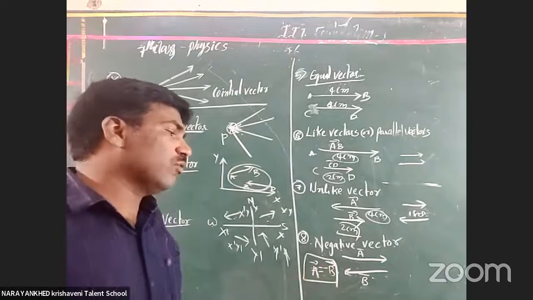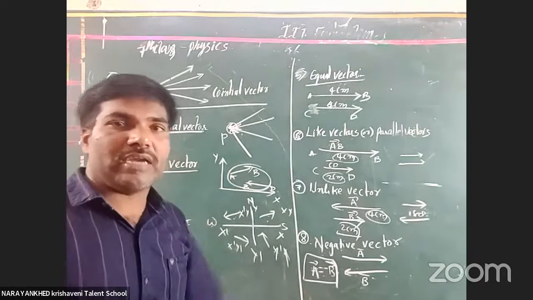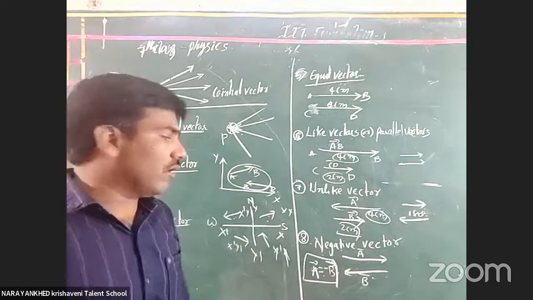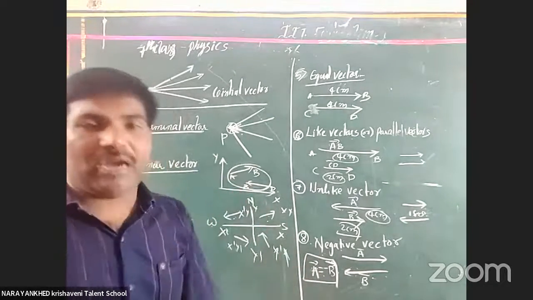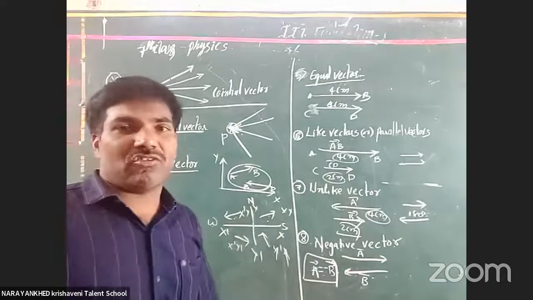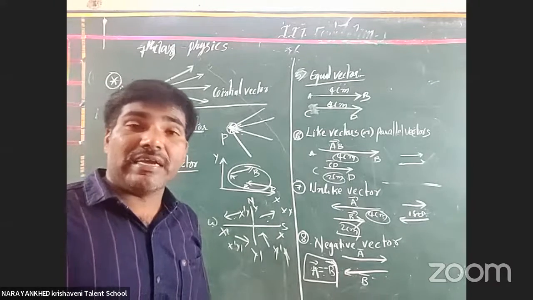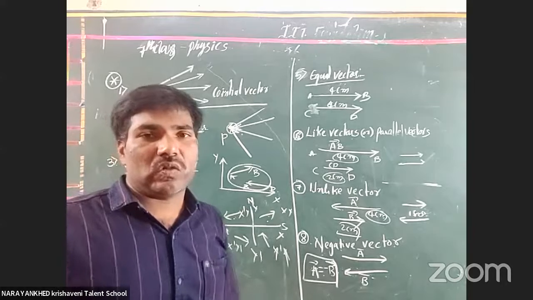Next one is the negative vector. Which one is called a negative vector? Clear or not, understood? The one that is the same in magnitude but opposite in direction is called a negative vector. Got it or not, understood?